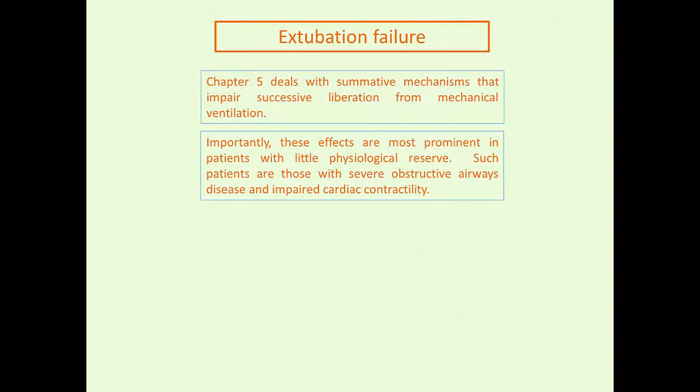So all the effects that I talk about in Chapter 5 are much more prominent in patients with little physiologic reserve. So this is your patient with an FEV1 of less than a liter and an ejection fraction of less than 20% who has been intubated for whatever reason, and now you're going to attempt to extubate. Their numbers on the ventilator may look deceptively good, and then things may change abruptly when you remove positive pressure.